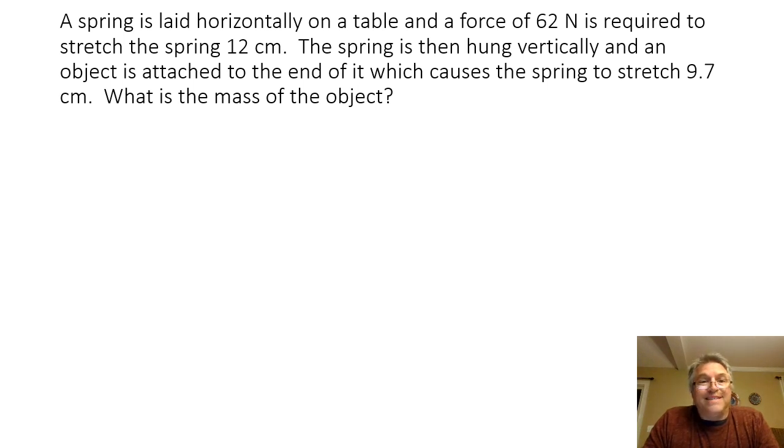A spring is laid horizontally on a table and a force of 62 newtons is required to stretch the spring 12 centimeters. The spring is then hung vertically and an object is attached to the end of it, which causes the spring to stretch 9.7 centimeters. What is the mass of the object?